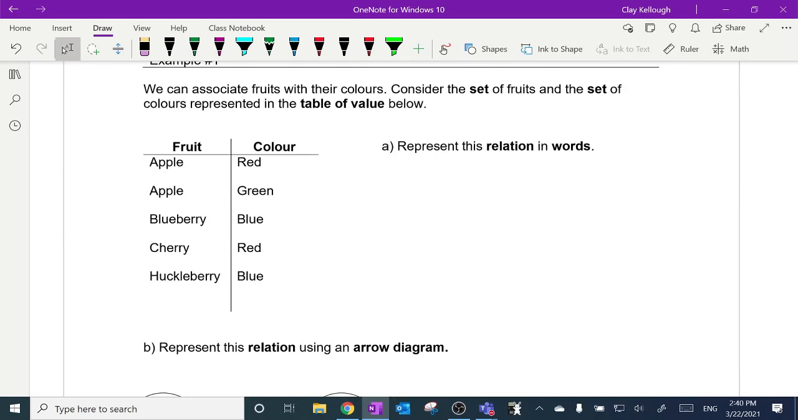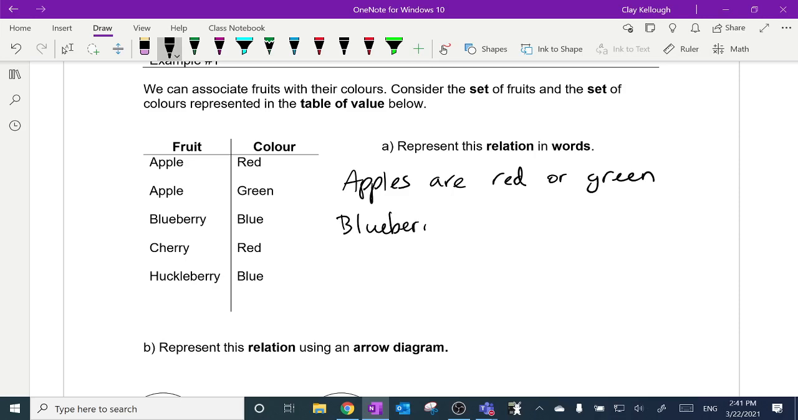For example, we can associate fruits with their colors. So let's represent this relation in words. In words, we would say apples are red or green, because apple has two different elements in the fruit set. It's the color of the fruit.